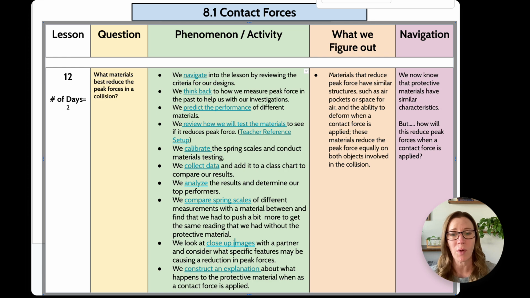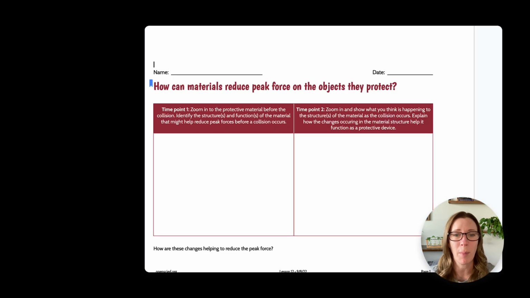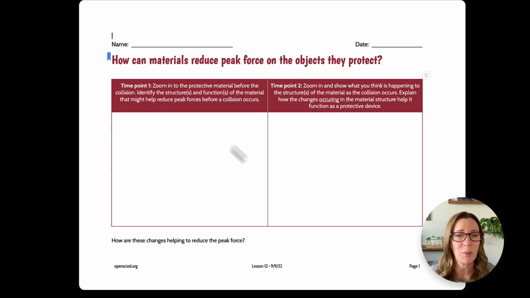So we use all that we figured out to construct an explanation. And this is actually going to be a bit of a model. They're going to zoom into the protective materials before the collision and then just after the collision. And so we're really coming back to those ideas of deformation, what's happening to the materials when the collision happens.